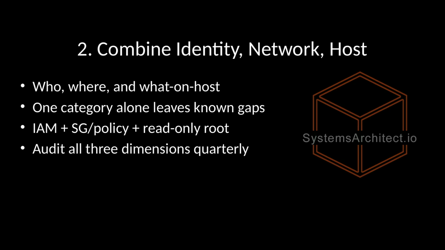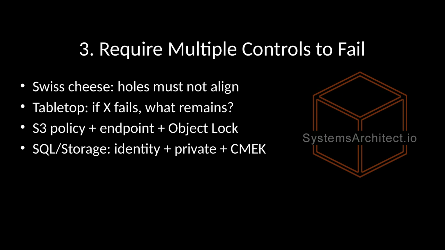On Google Cloud, use Workload Identity, tag firewalls, gVisor sandbox, and binary authorization for signed images. Third, require multiple controls to fail. Think Swiss cheese. Holes exist, but they should not line up.